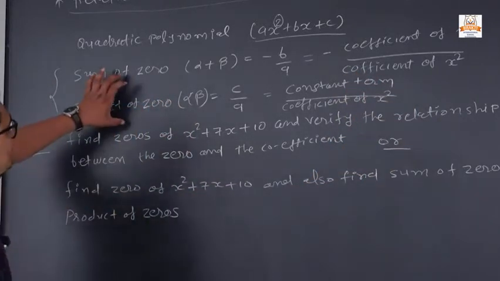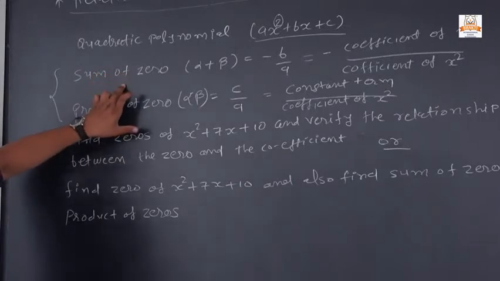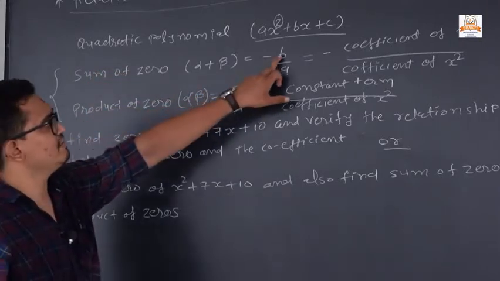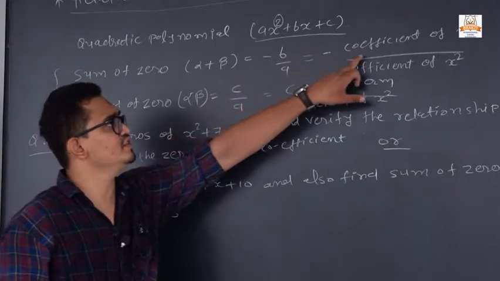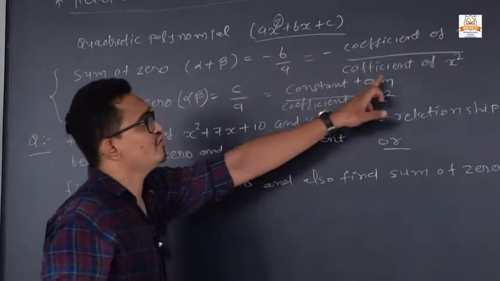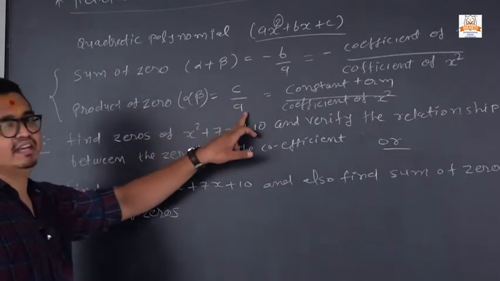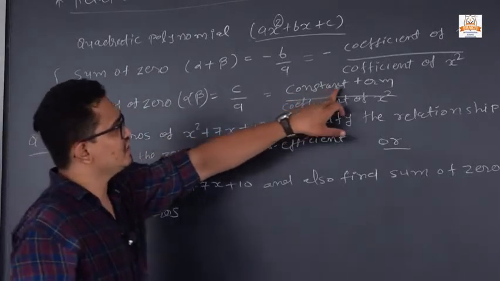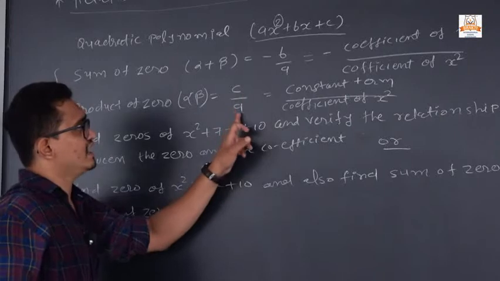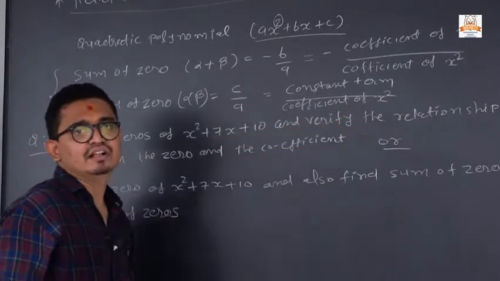So, you need to remember two things. First, for the sum of zeros, the formula is minus b by a. B means the coefficient of x and a means the coefficient of x square. And second, the product of zeros is c by a. Here c means the constant term, and a means the coefficient of x square.